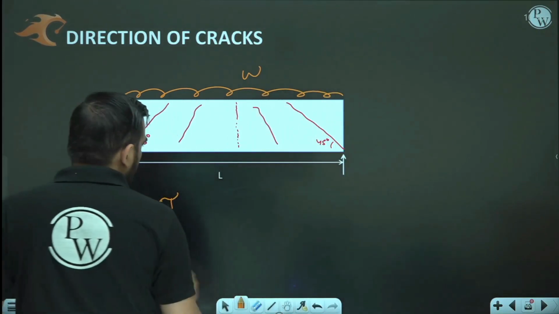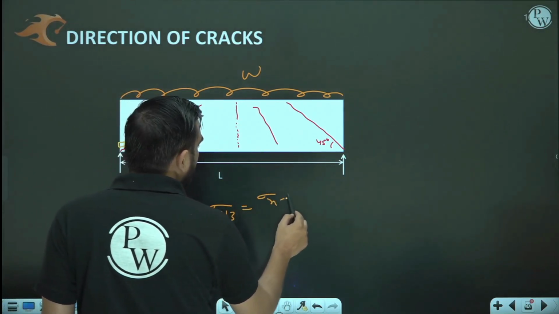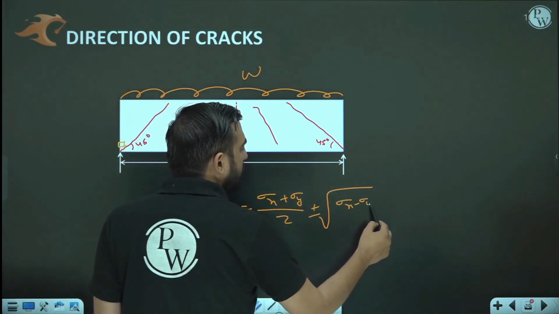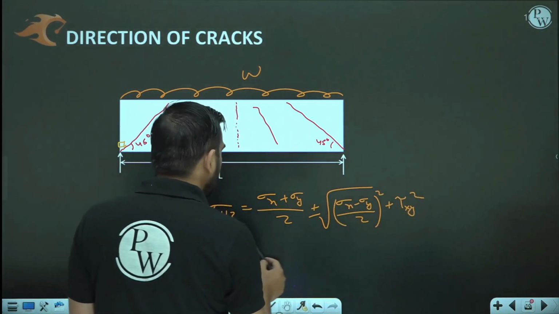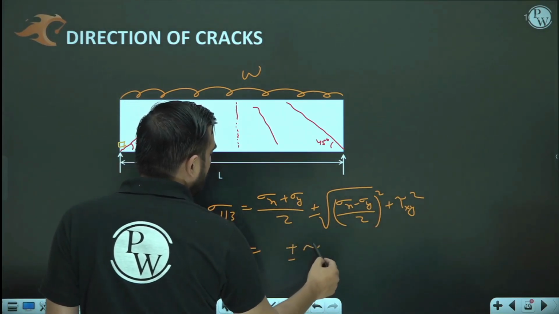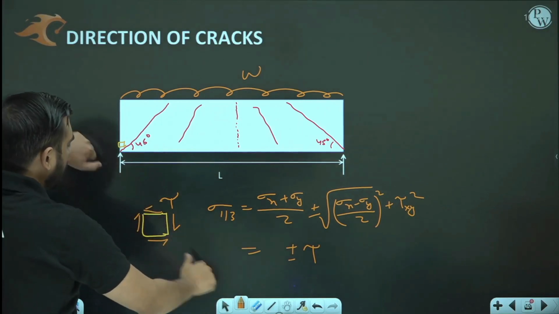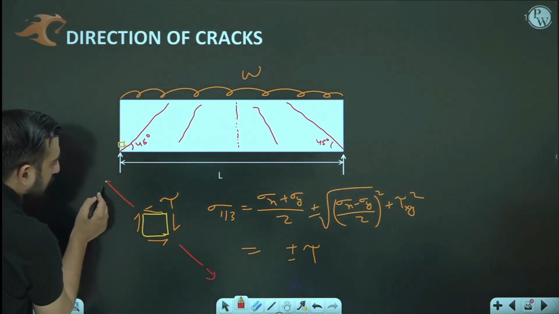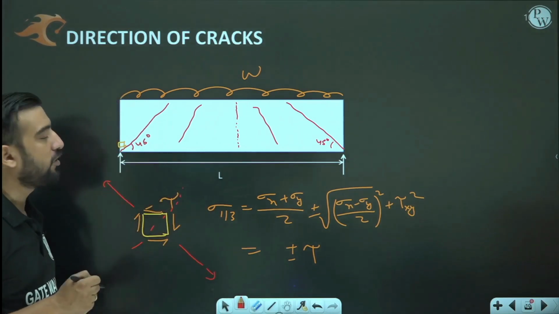So what is the value of principal stresses now? Principal stresses sigma 1, 2 equals sigma x plus sigma y by 2, plus minus under root of (sigma x minus sigma y by 2) whole square plus tau xy squared. Here there is no sigma x and no sigma y, so the value is simply going to be plus minus tau. One tau would be like this, another tau would be like this. One would be tensile in nature, and it is going to tear your section like this. So this is the reason why the angle here is 45 degrees.